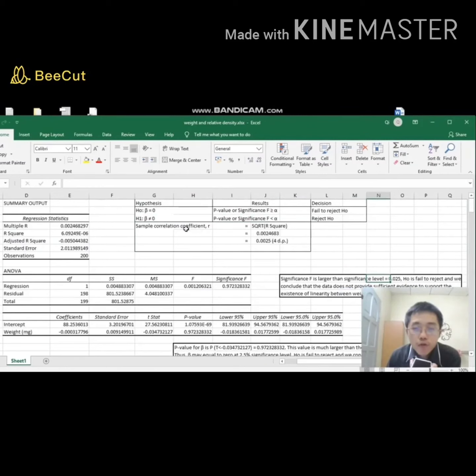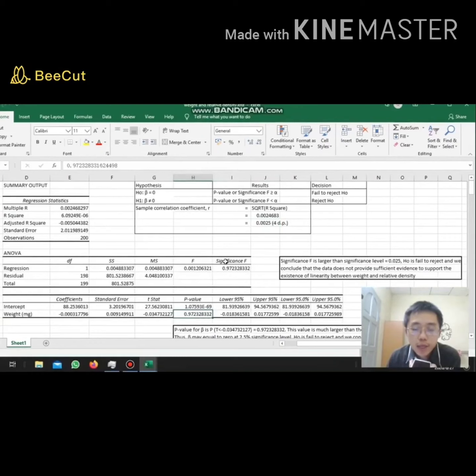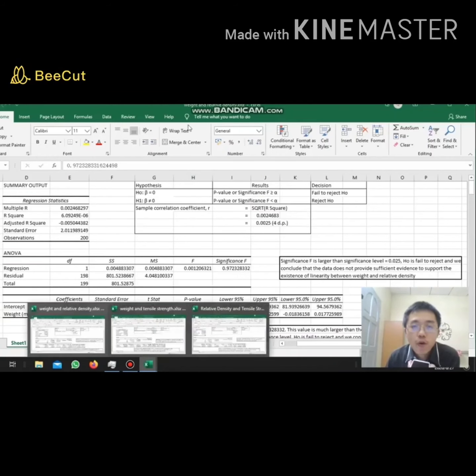We first look at the analysis for the weight and the relative density. The sample correlation coefficient for this analysis is solved, and the significance F and the p-value we can get directly from the table, and this value is larger than the significance level. So we look at the next analysis.